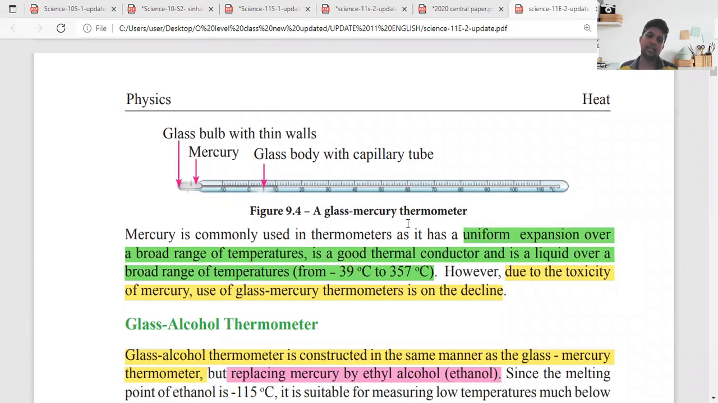Other than that, they have explained why we use mercury. That type of question will definitely be asked from you.